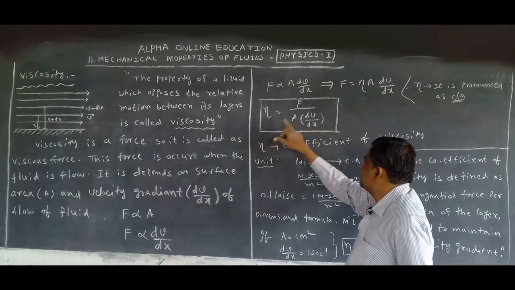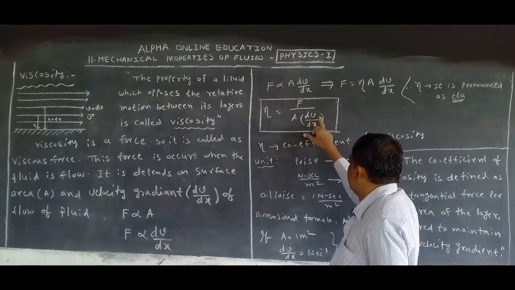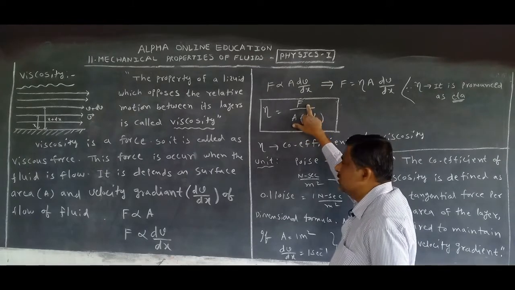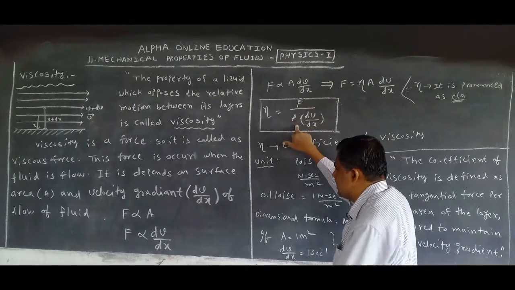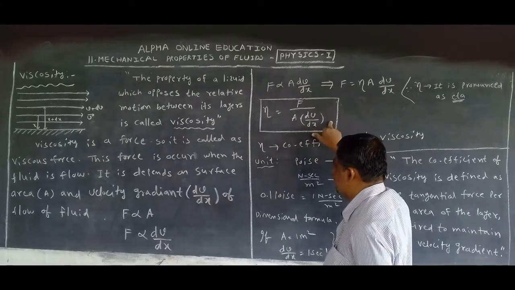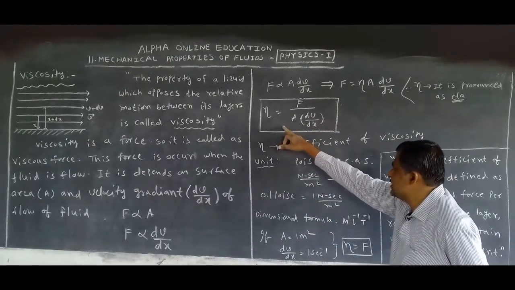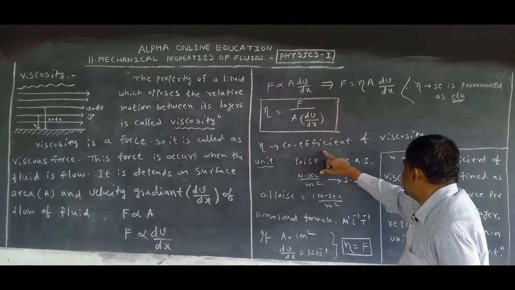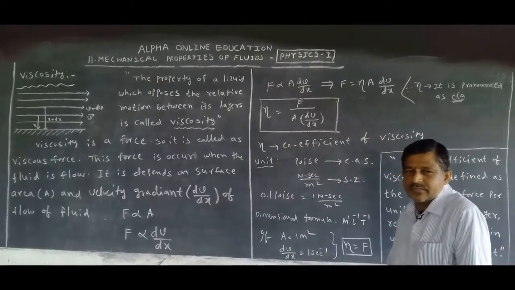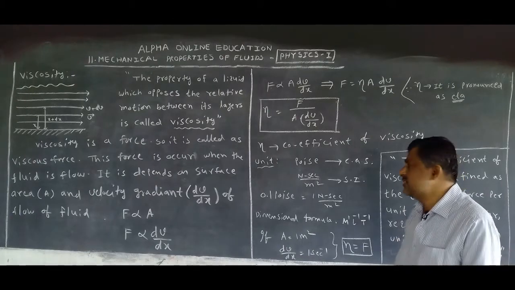So, eta is equal to F by A dV by dx. What is F? Viscous force. What is A? Area. What is dV by dx? Velocity gradient. What is eta? Eta is called the coefficient of viscosity.